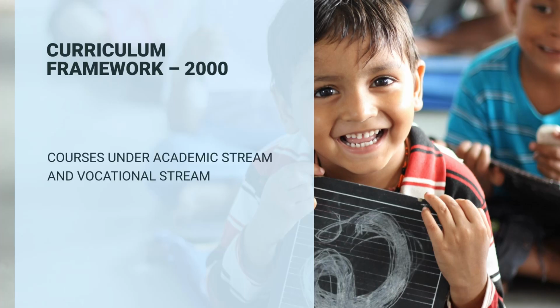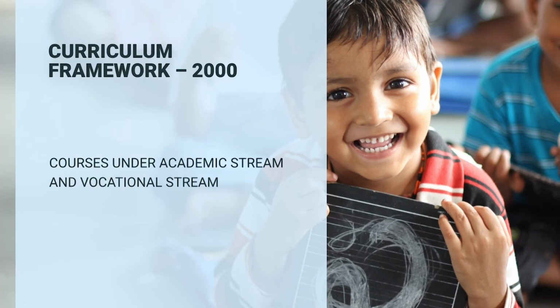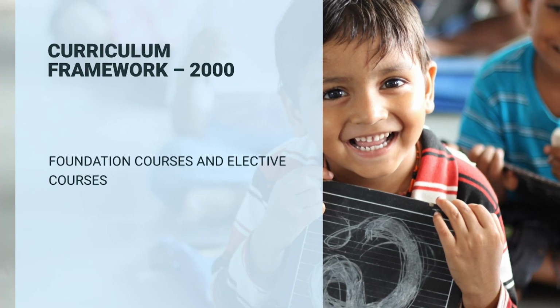Then courses under academic streams and vocational streams were also introduced. 2 streams, one is the general stream, called the academic stream, and the other one is the vocational stream. Means according to the interest, abilities and will of the students, they can also pursue another stream after secondary education, that is called the vocational stream. So, it was recommended in the curriculum framework developed in the year 2000. Then further foundation courses and many elective courses were also introduced in this curriculum framework.